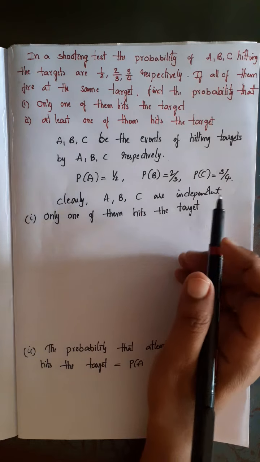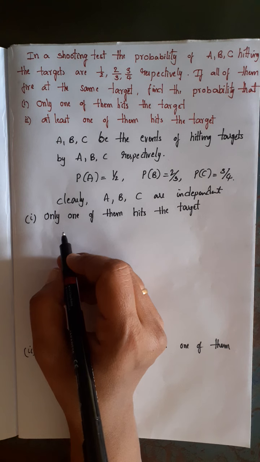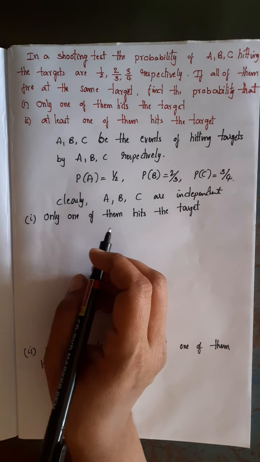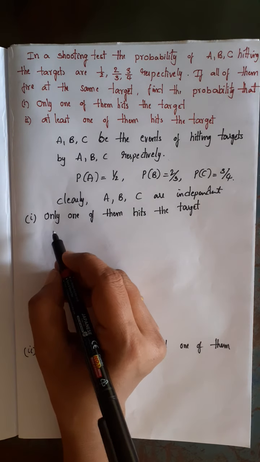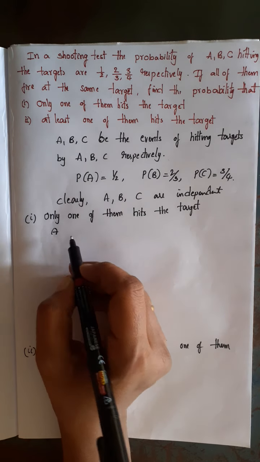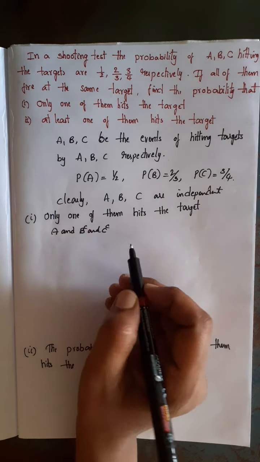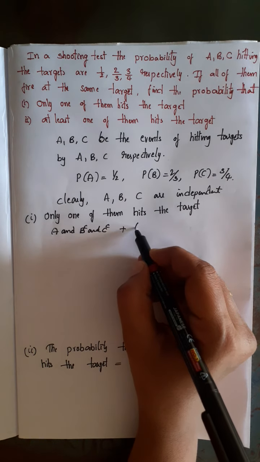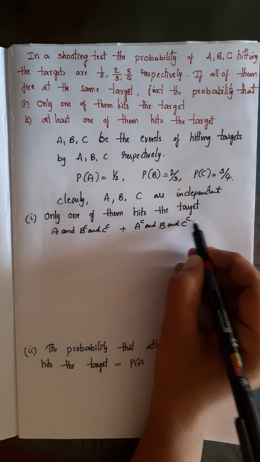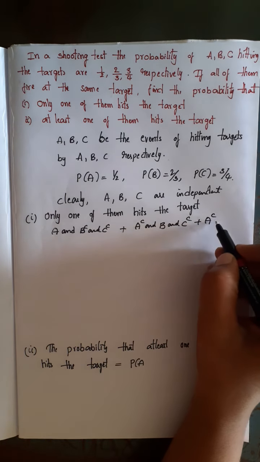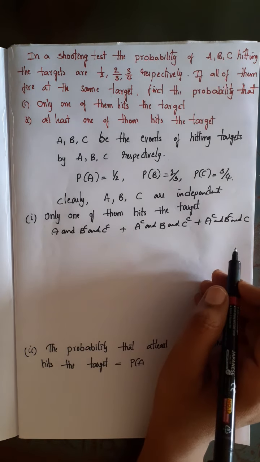Now, only one of them hits the target. So what are the possibilities? A, B, C we have. In that case, only one of them should hit the target. So either A hits, B fails and C also fails, or A fails, B hits the target, C fails, or A fails and B fails and C hits the target. These are the three possibilities we have here.